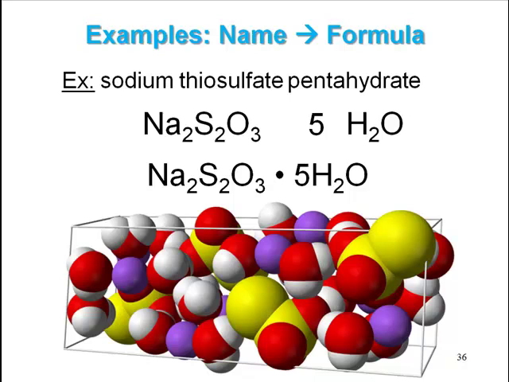And this is the chemical structure of sodium thiosulfate at the molecular level. These all represent waters around the sodium thiosulfate. There are 2 sodiums, 1 thiosulfate ion, and 5 waters attached together.